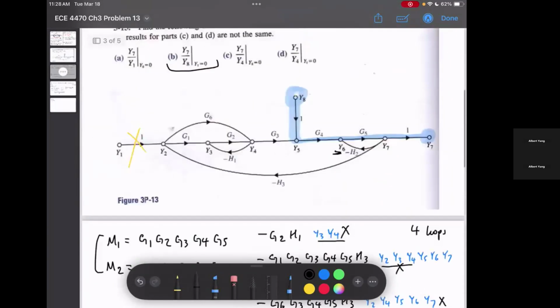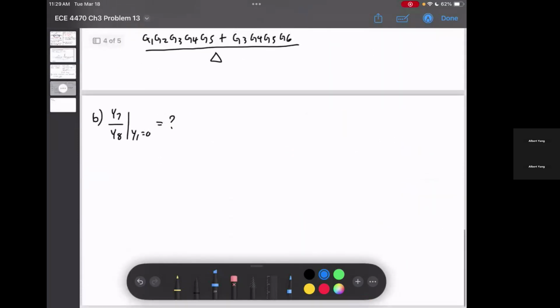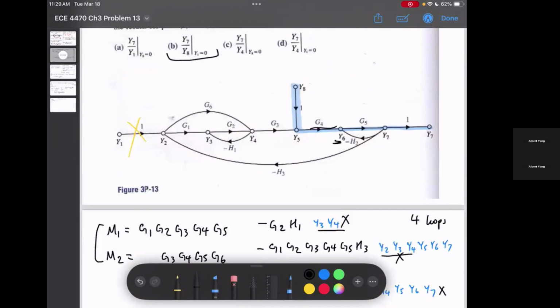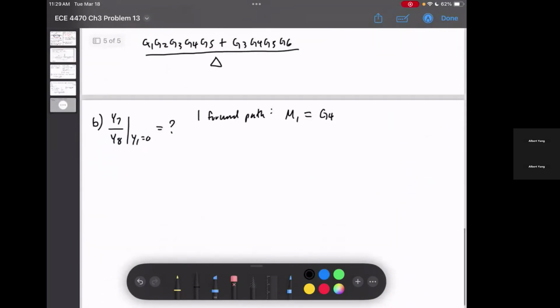And we're going to check how many forward paths there are from y8 to y7. Then we can see that there is one that goes all the way, and there's no other loop or no other forward path that we can do to get to y7. So there's actually only one this time. So it would be one forward path, and the m1 is equal to, then we check, this is g4 times g5, and then times 1. So m1 is g4, g5.